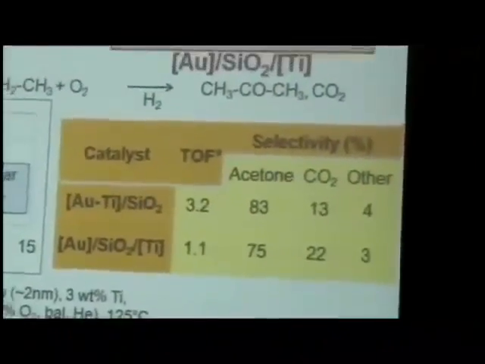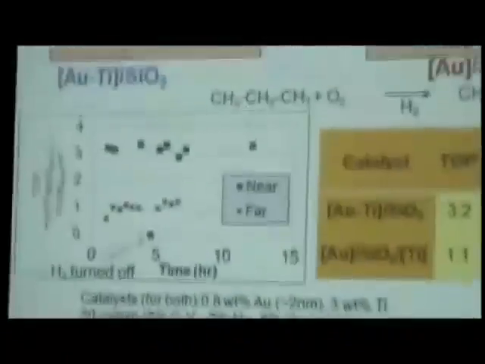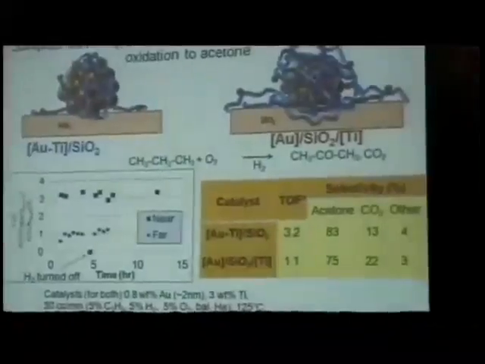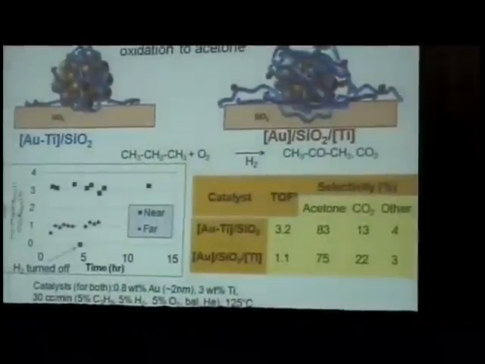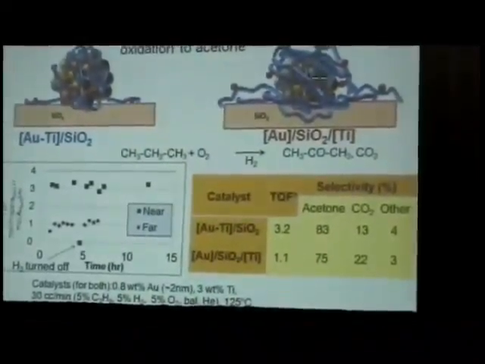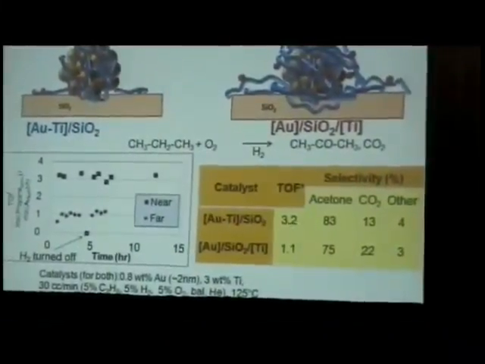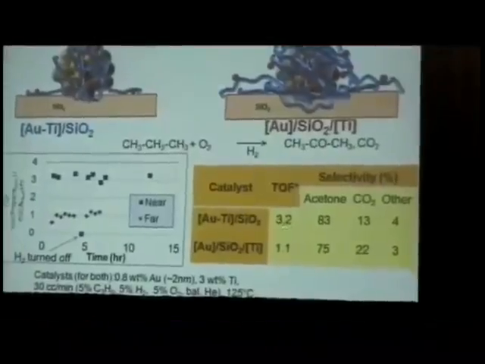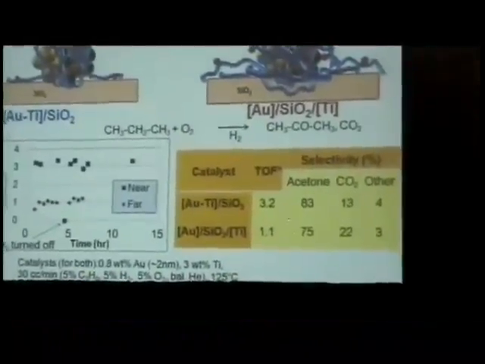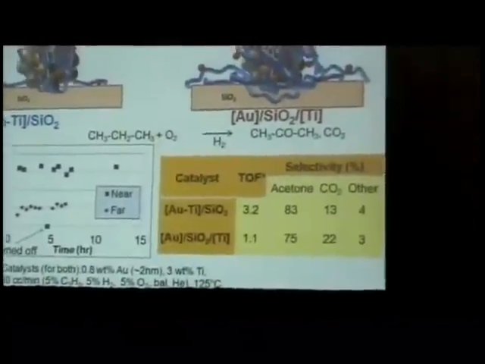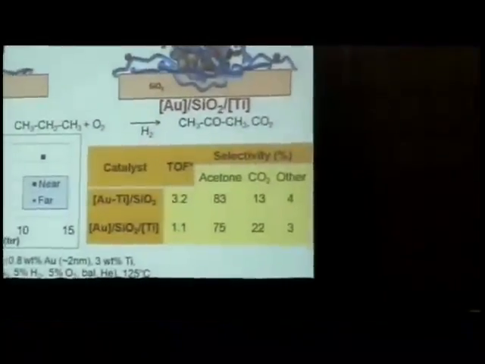This is the one that I showed you earlier. There's titanium mixed with gold. We have a certain rate, and we produce acetone. When we put the titanium farther away from the gold on the average, because one layer of the silica is already surrounding the gold, the catalyst is less active. Although the total content of titanium is the same, the catalyst is less active, but we still have acetone as the major product, whatever is formed.